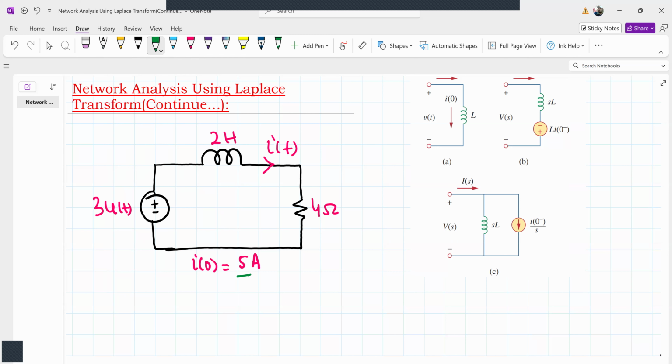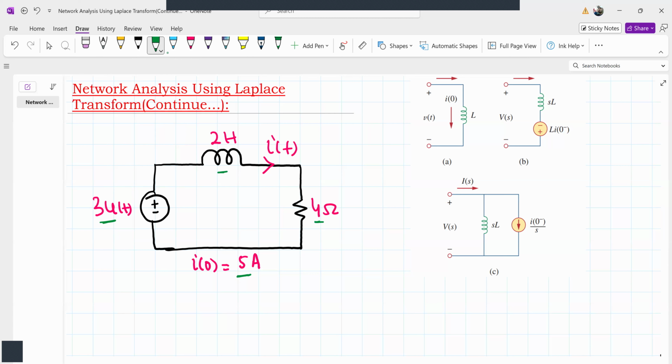We have to convert this into Laplace transform terms. So we write the Laplace transform version of these three elements, the voltage source, 2 Henry inductor, and 4 ohm resistor, by replacing them with their equivalent models. The equivalent of 3 u of t is simply 3 by s. Similarly, the equivalent of 4 ohm is simply 4. Now, what's the equivalent of the inductor?